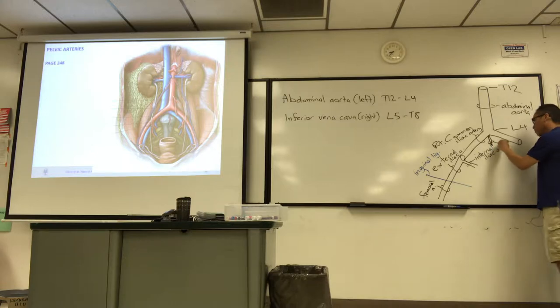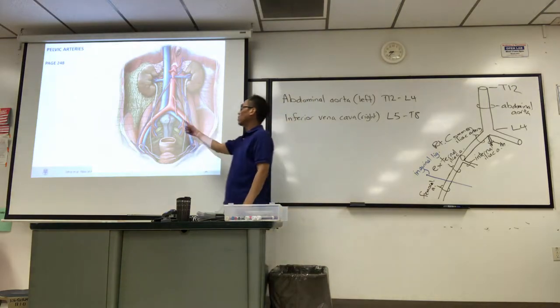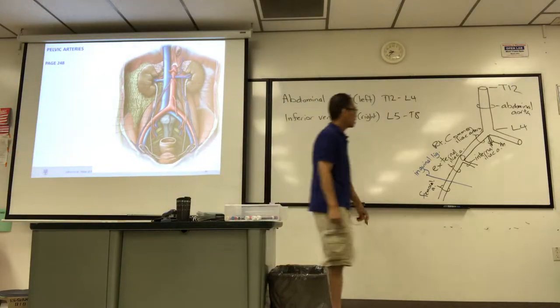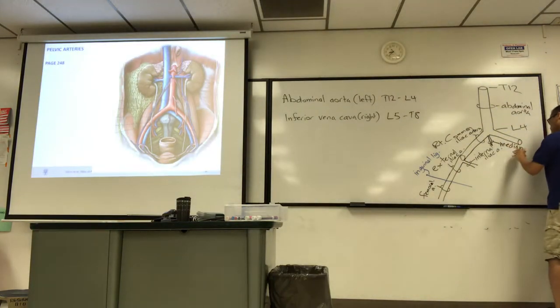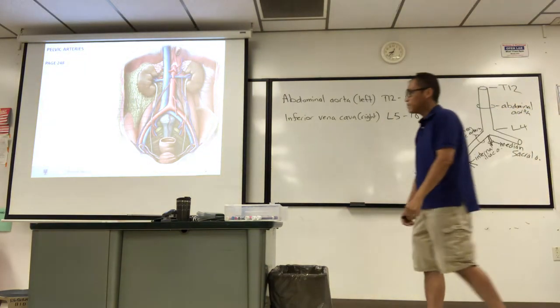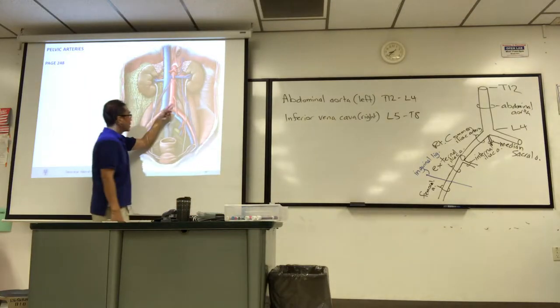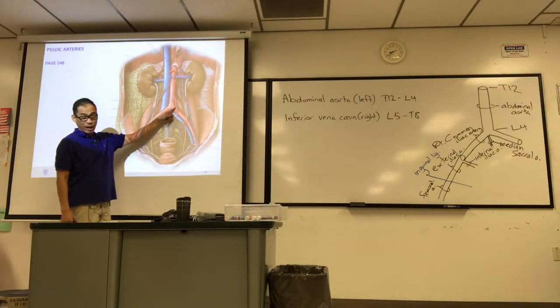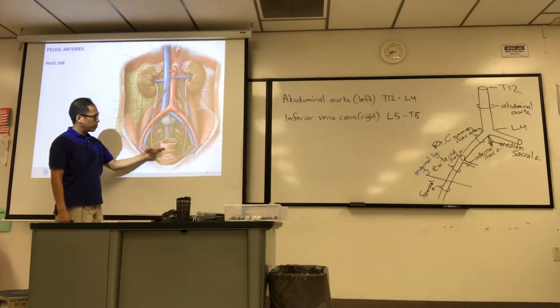That's the median sacral artery. It's kind of skin deep, and you can palpate that artery. There's another artery up here. This is the inferior mesenteric, but they cut it off. It's actually going to enter the pelvis and supply blood to the rectum.